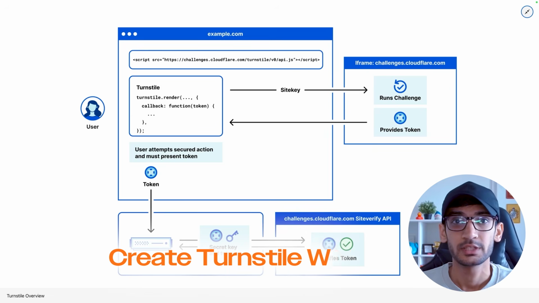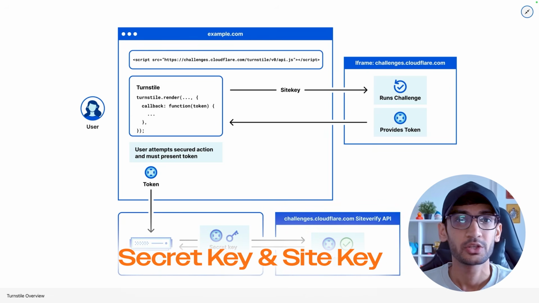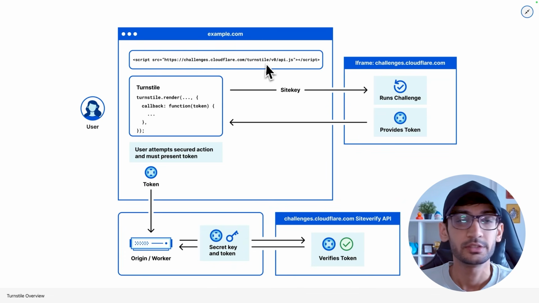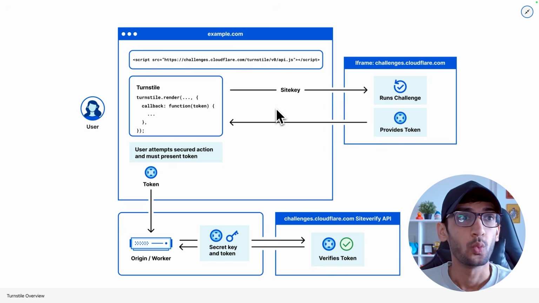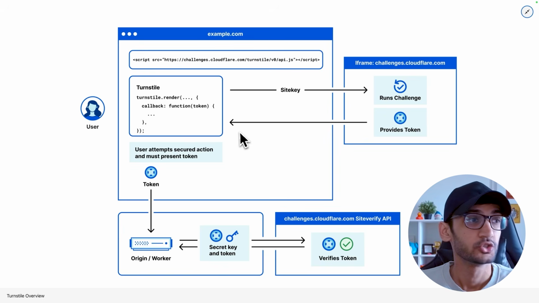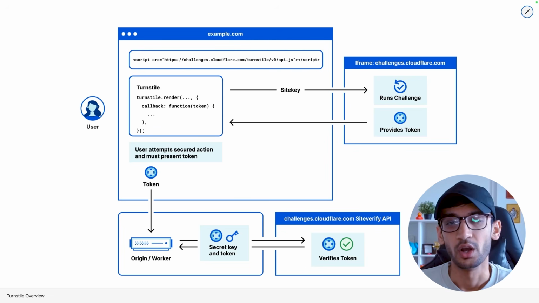To get started with Turnstile, you need to create a Turnstile widget on your Cloudflare dashboard. Once you do that, you get a secret key and a site key. Next, you need to include the JavaScript file for Turnstile into your application. You then have to embed the Turnstile site key into your application, and once Turnstile is added to your application, it would run some challenges under the hood. It will also create a token. You send this token along with your form submission. You send this token to your server where you verify this token using your secret key. And that's it. That's how Turnstile works under the hood.